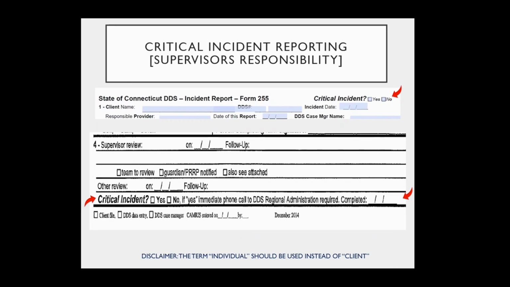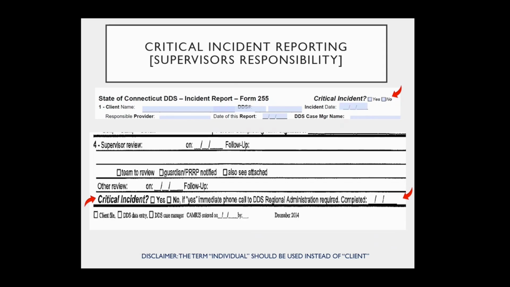Critical incident reporting, supervisor's responsibility. What you are seeing on this slide are two different sections from the DDS 255 form, Section 1 and Section 4. First, take a look at Section 1. This is where the reporter would indicate whether or not the incident being reported meets the requirements of a critical incident by checking the yes or no box. This is a determination that must be made by the reporter.